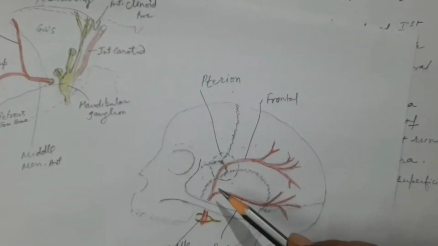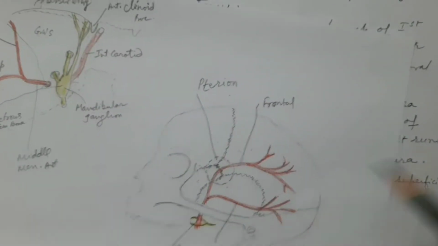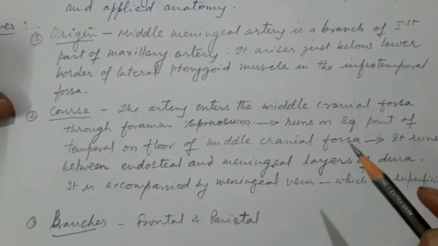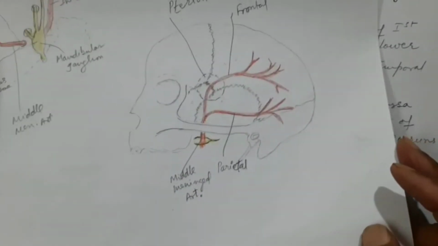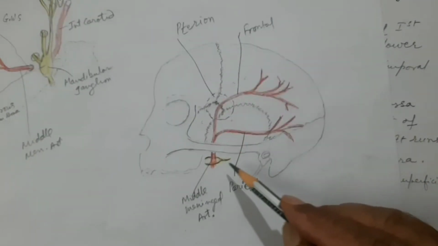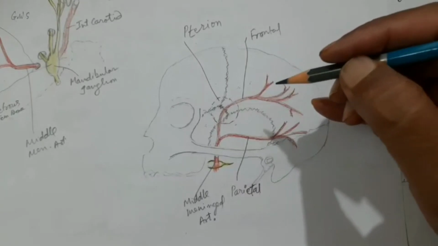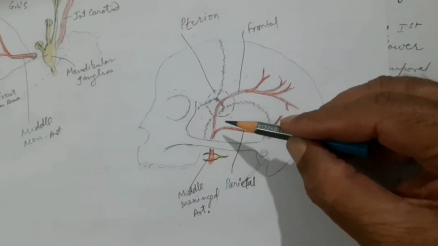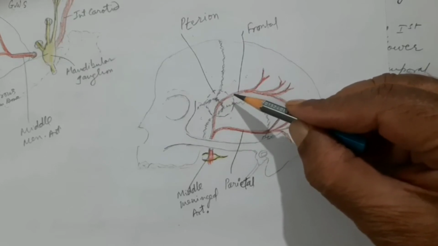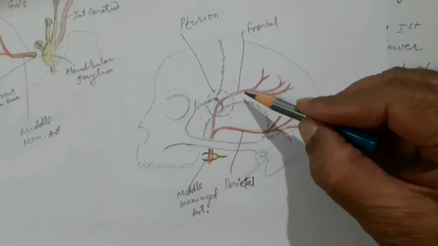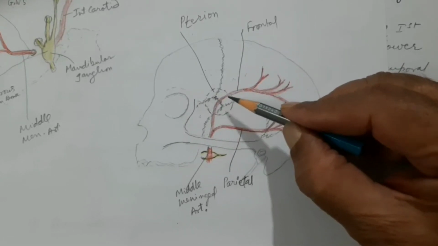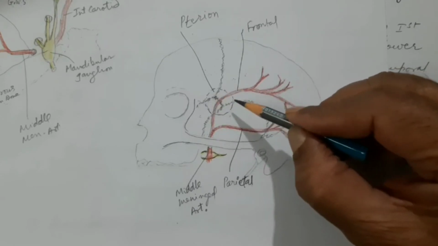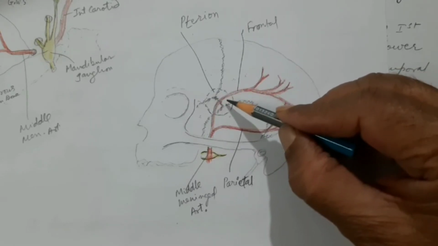As I said, there are two branches, the frontal branch and the parietal branch, which arise in the middle cranial fossa in relation to the squamous temporal bone. The frontal branch is sometimes called anterior and the parietal is sometimes called posterior branch. The frontal branch runs forwards and upwards, and lies deep to the pterion. This is a very important relation of the frontal branch. Surgical importance is attached to this area.